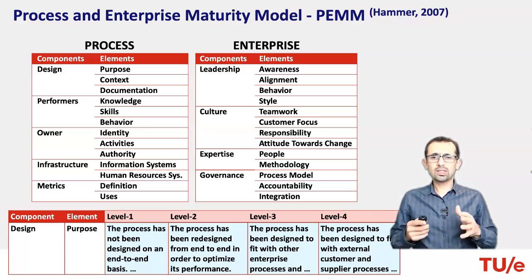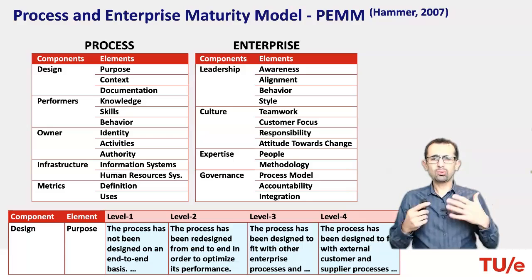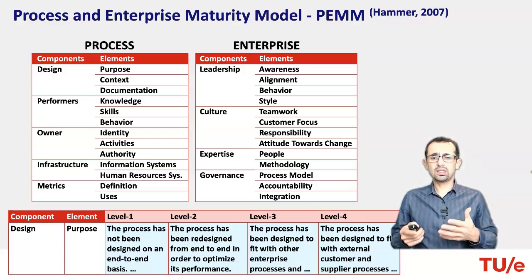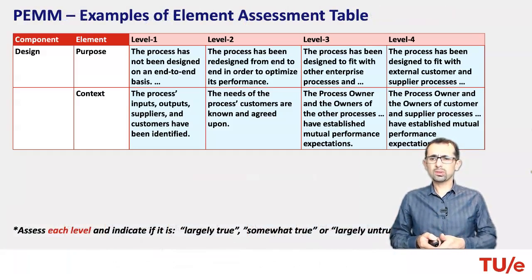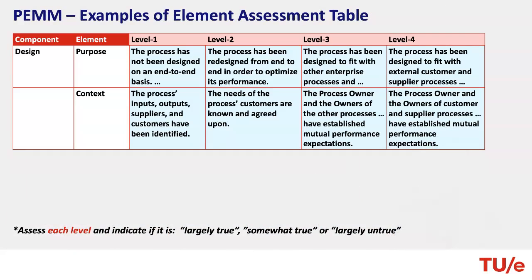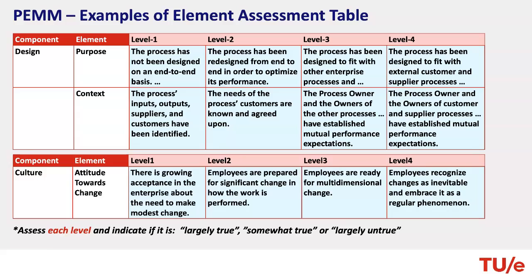When using this model, you assess at each level and indicate which characteristics explain the situation in your organization best. That's what you do. We can look at more examples here. As you see, the context, the second sub-element of the design component for the process that you're assessing: you look at the purpose, and then you look at the context and see which level you can associate yourself with best.